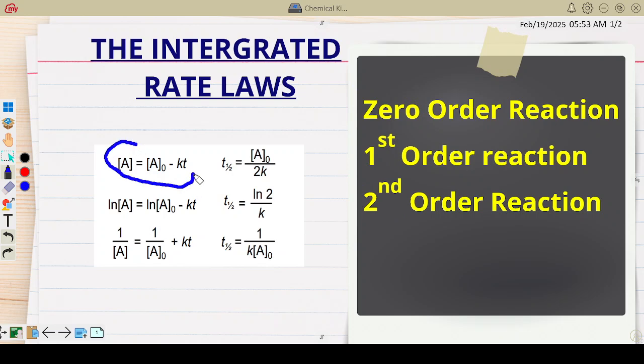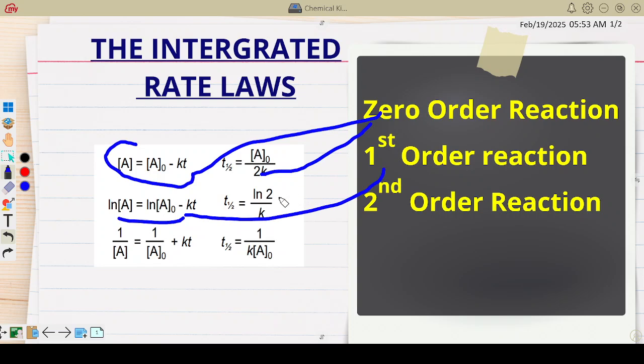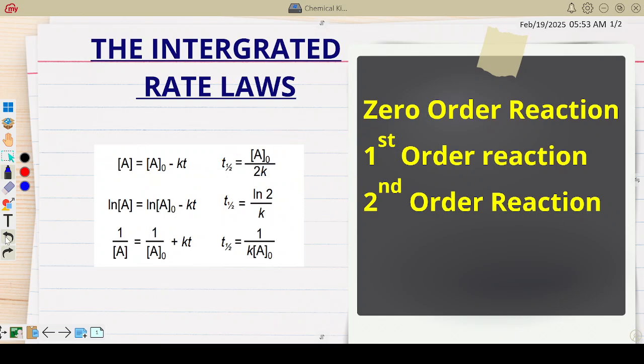So this is the equation for the zero order reaction, and the half-life is this one. For the first order reaction, the equation is this, and the half-life is that. So if this lesson was all about knowing the formulas, then we can say we're done, because you've seen the formulas. But there is more to that.